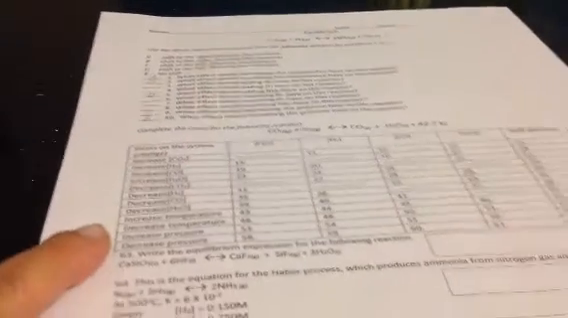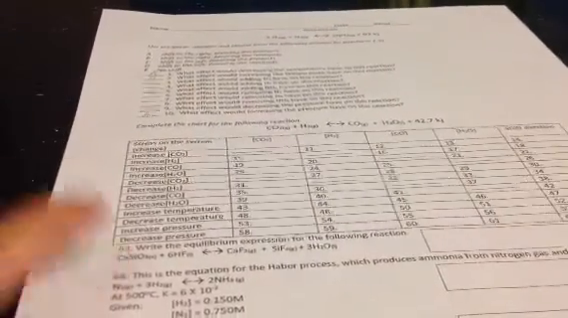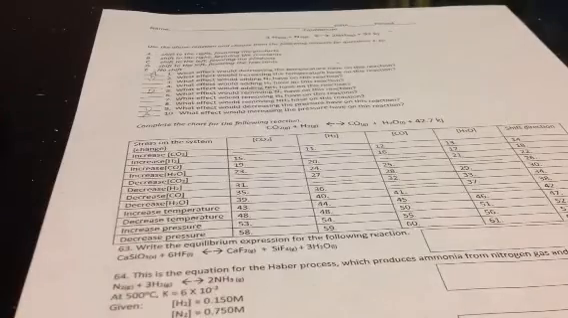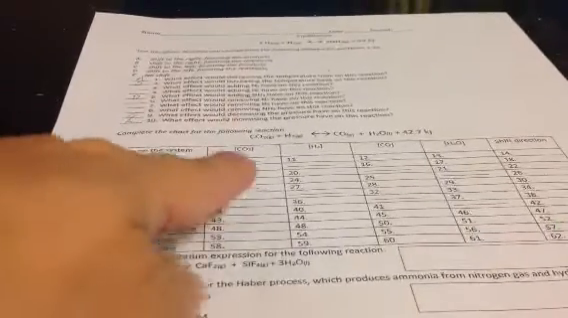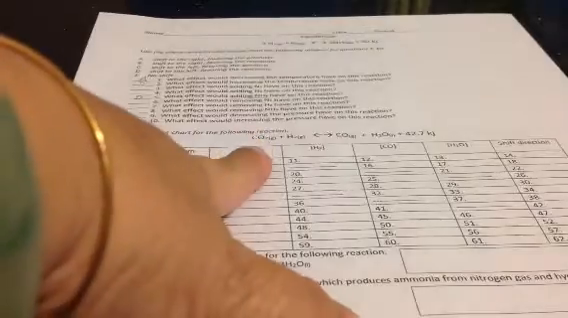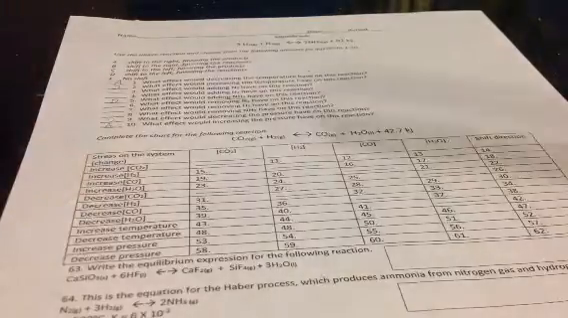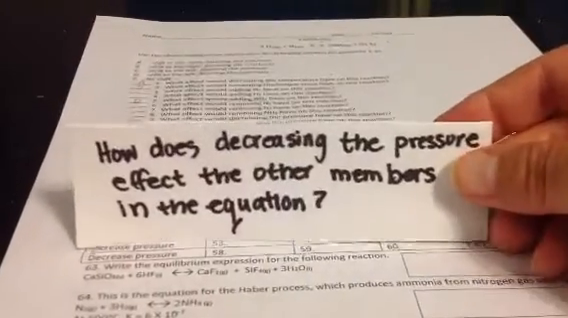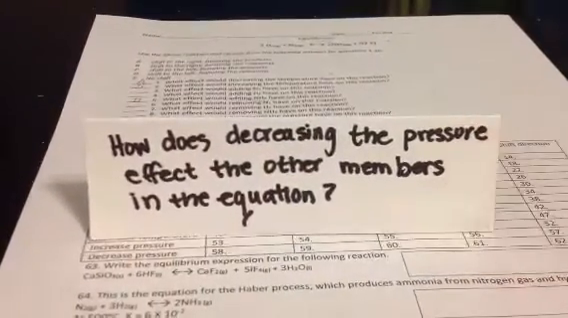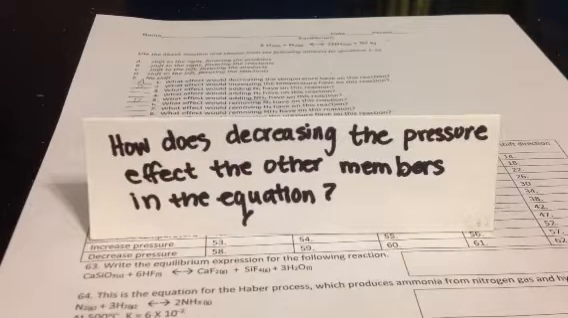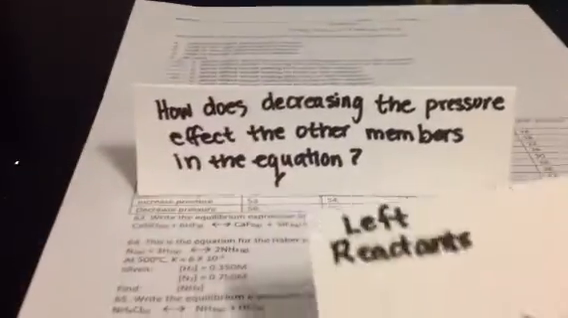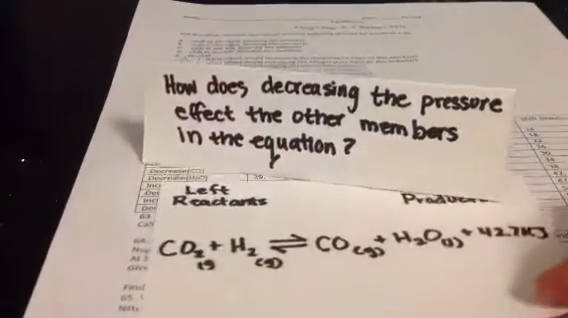In this video, we're going to look and see how decreasing the pressure is going to affect the other members in your equation. Here's my equation: carbon dioxide plus hydrogen yields carbon monoxide and water. So the question that I'm going to be looking at is, how does decreasing the pressure affect the other members in the equation? And the equation that I'm looking at is this one right here.